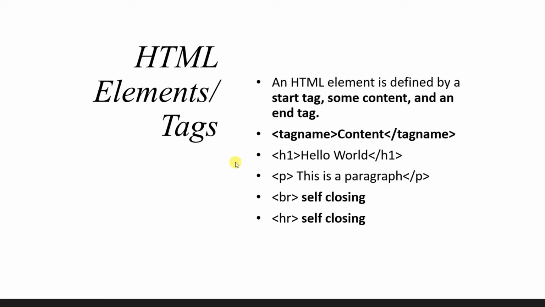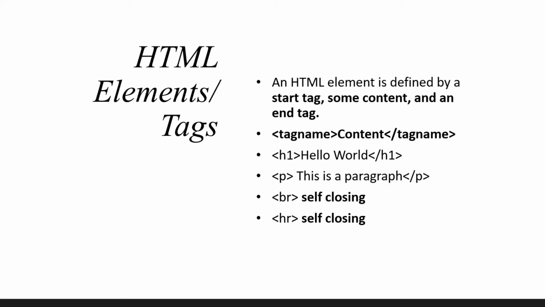For example, if you want to write a heading 1, we shall talk about those as we proceed. You start with the left angle bracket, or less than sign, then h1, greater than sign, then the content is hello world, then you close with less than sign, forward slash, h1, greater than sign.